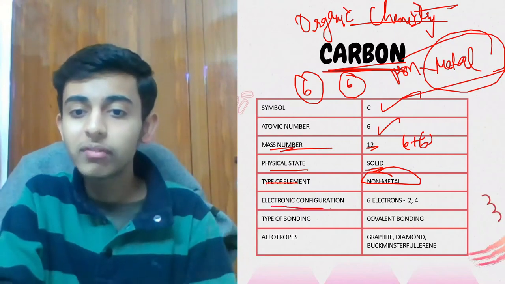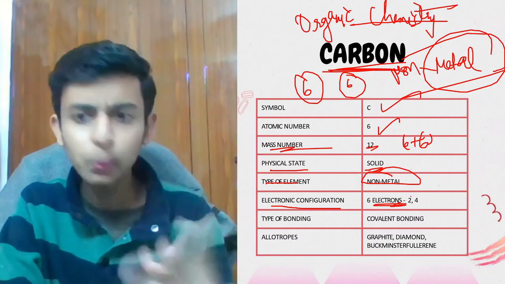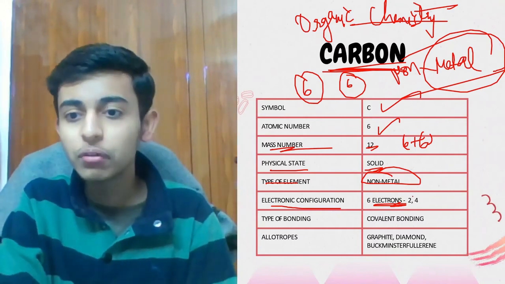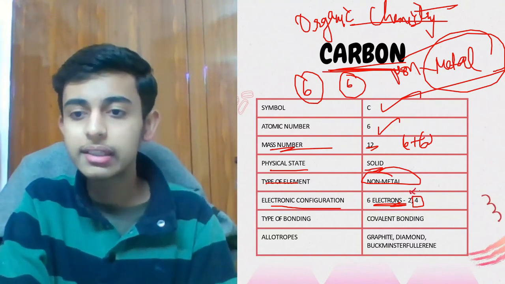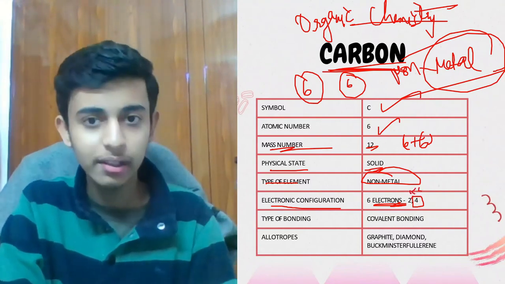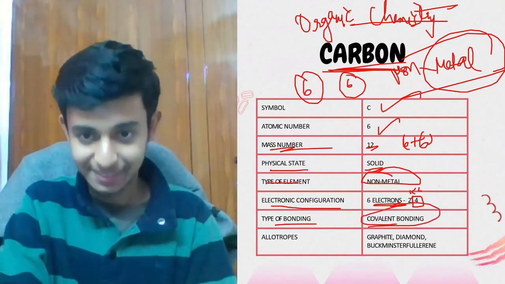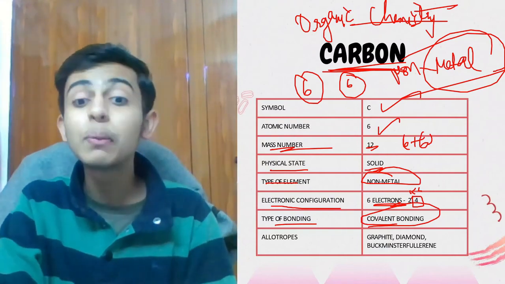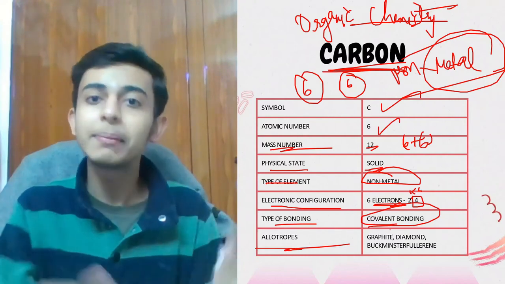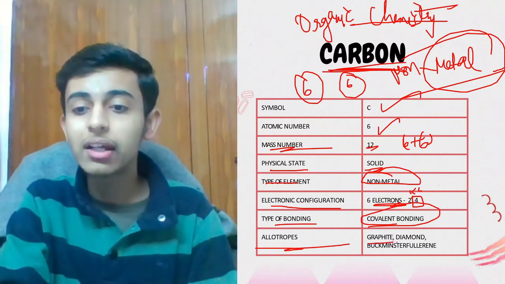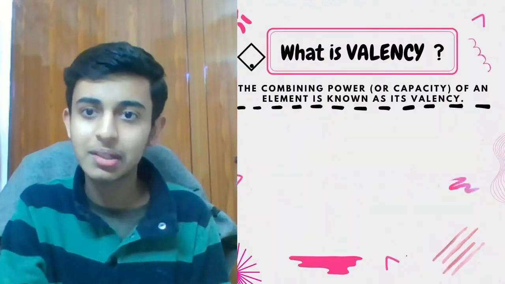Then what is the electronic configuration? That is 2, 4. Why? Because in the first shell, the maximum electrons can be 2. 6 minus 2 gives you 4. So 4 in the second shell, 2 shells only. This is the K shell, this is the L shell. Then the type of bonding is covalent bonding, which we'll be discussing in a few minutes. And the allotropes, which we'll also discuss in a few minutes, are graphite, diamond and Buckminster fullerene. So we'll be understanding about it.